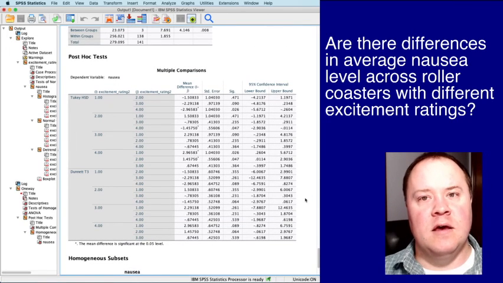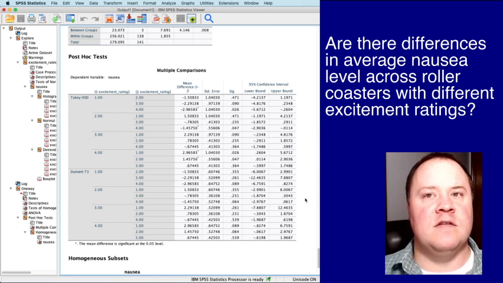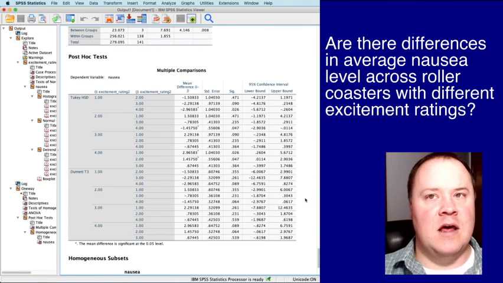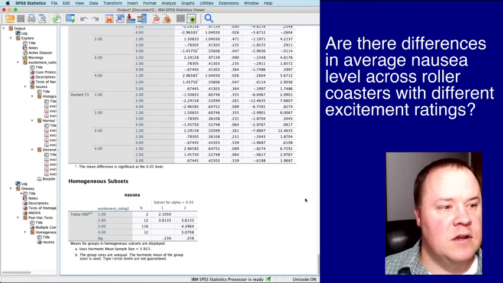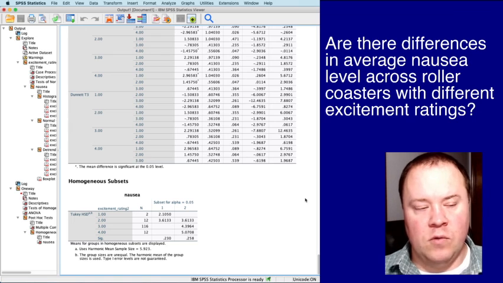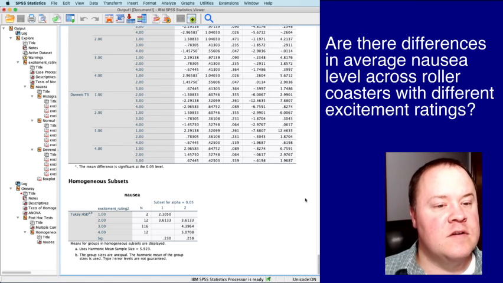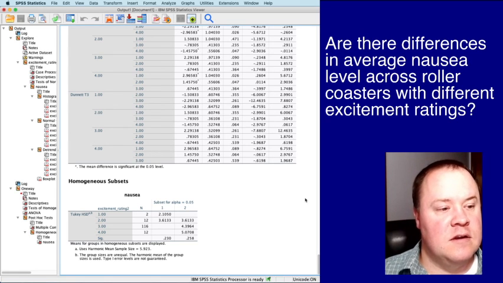So we can say extremely high excitement causes a lot more nausea than things that have low or medium levels of excitement. It appears that they're associated with one another, or that the differences are statistically significant.